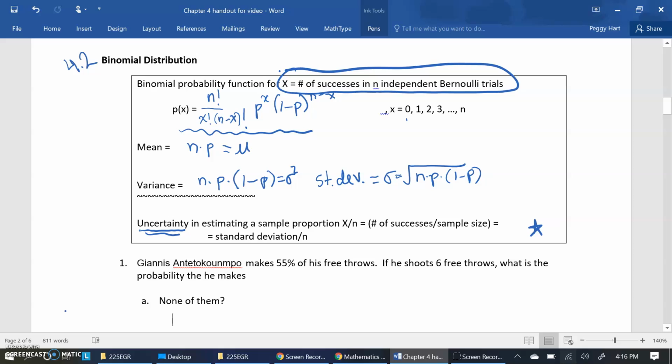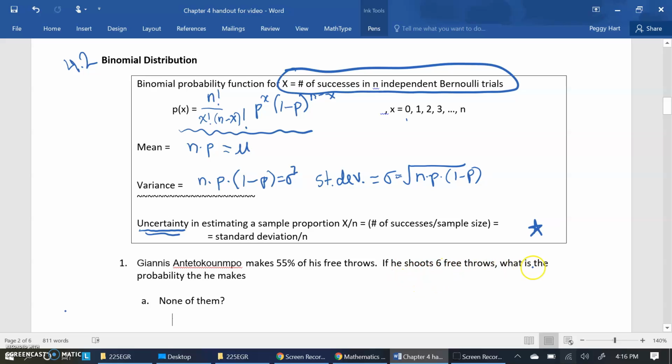So this guy, Giannis, plays for the Milwaukee Bucks. Giannis Antetokounmpo. I don't know how to say it. Antetokounmpo. There you go. He makes 55% of his free throws. He's a basketball player. It's not very good. Not as bad as Shaq was.